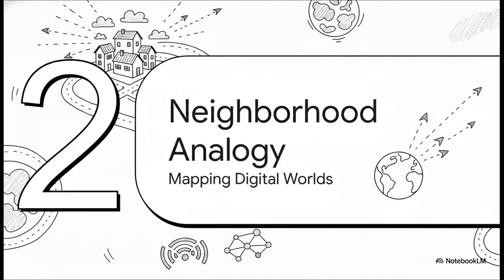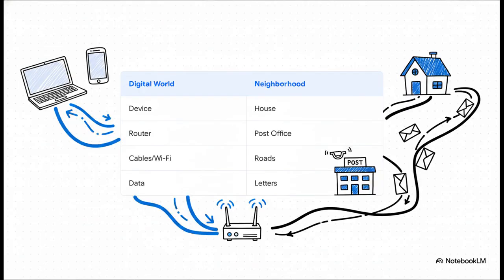Moving on to section two, the neighborhood analogy, or mapping out our digital worlds. Now, a super effective way to actually picture this architecture is by using a physical neighborhood metaphor. Think of it like this. Every single device you own is a house. The Wi-Fi signals and those physical cables, those are your roads. The data packets are the letters speeding through the mail. And your router? Well, your router is the local post office, making all those critical split-second dispatch decisions. Framing it this way makes all that invisible traffic suddenly feel incredibly real and tangible.